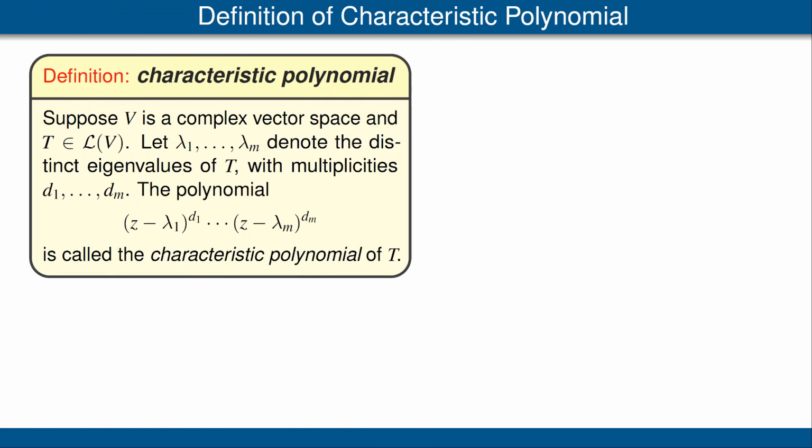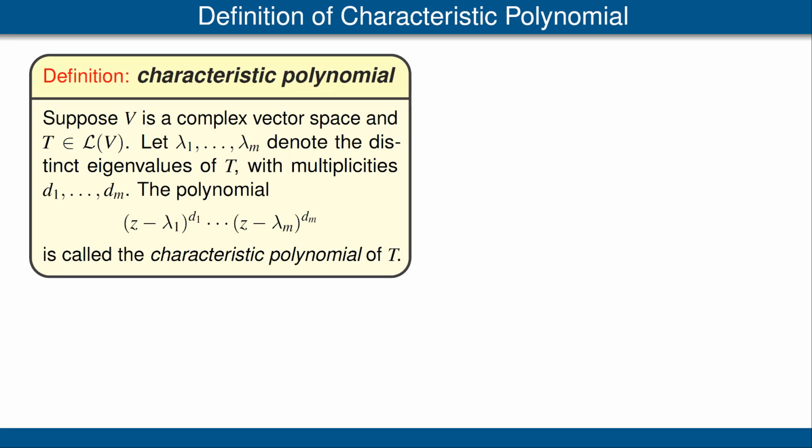We are now ready to define the characteristic polynomial. Suppose V is a complex vector space and T is an operator on V. Let lambda 1 up through lambda m denote the distinct eigenvalues of T, with multiplicities d1 up through dm. Then the polynomial displayed here is called the characteristic polynomial of T.